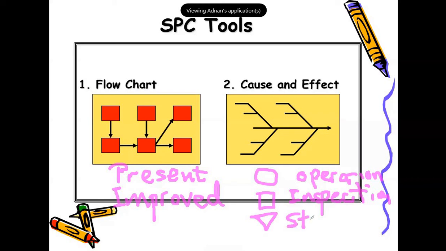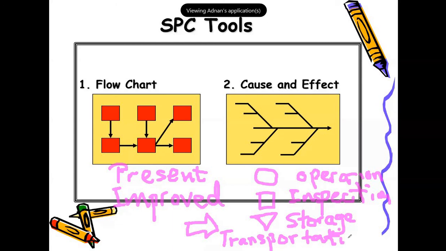We represent the activity by using different symbols in the flowchart. You can have this arrow, which we put as transportation. If we are moving something, we put an arrow like this in the chart. Transportation. So it's more detailed than a general flowchart.